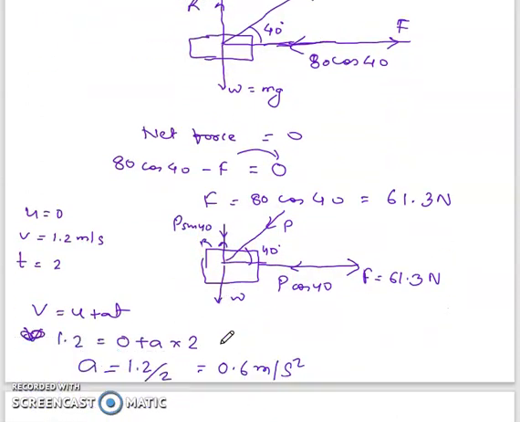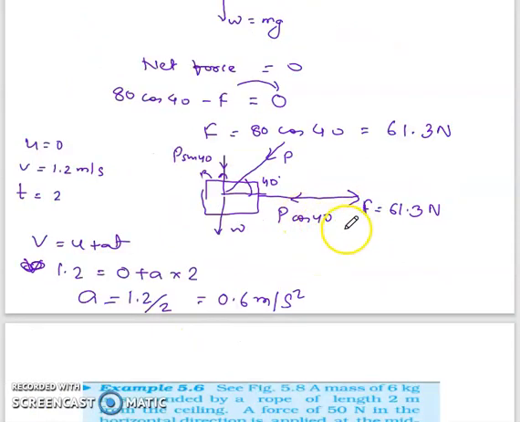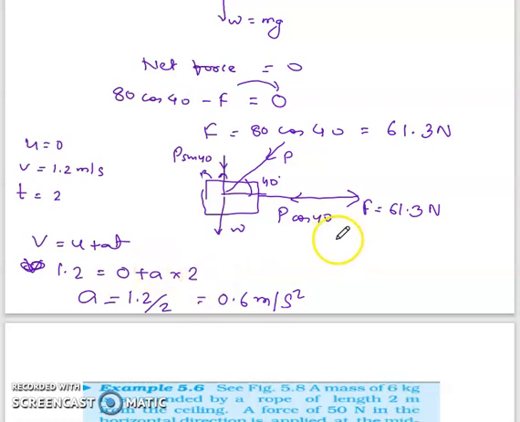Now again, what is the horizontal net force? There is acceleration, so obviously there is a net force. The net force is the forward force minus this one, so we write P cos 40 minus 61.3. Why? Because this 61.3 is constant. Now net force is equal to mass into acceleration.